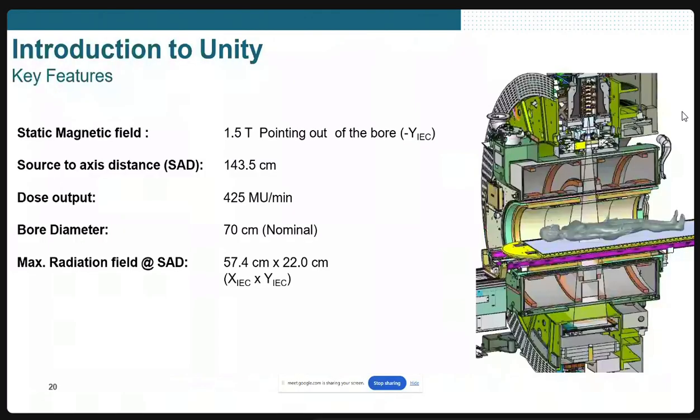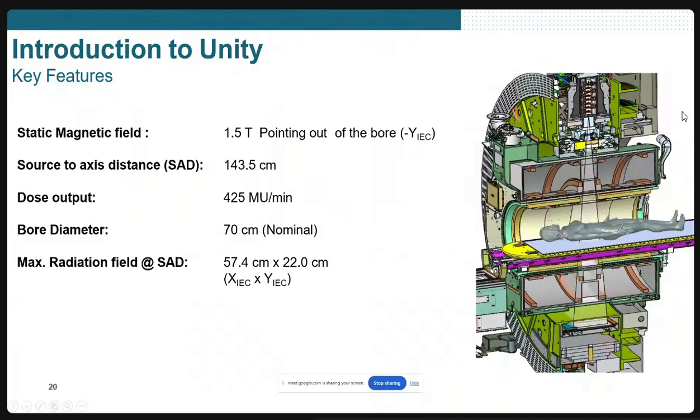So the key features: the magnetic field is 1.5 Tesla MRI. It is equivalent to an Ingenia Philips MRI machine, and the source to axis distance is 143, the reason being that you have the MRI there. Above the MRI there is a wheel, and in that wheel you have the LINAC. So this is the LINAC and this is the MRI. We are seeing the cross section and the patient lies down here.